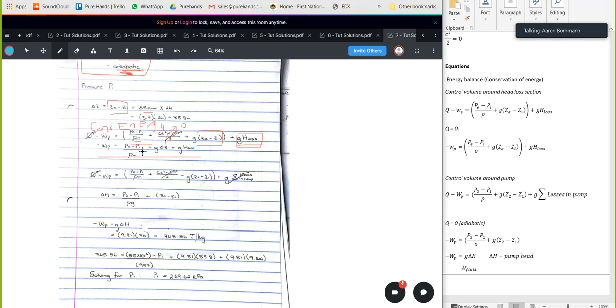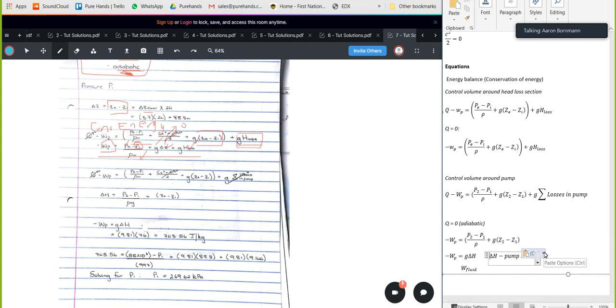Now we want to find what the P1 is, right? We know what the density of the water is, we know what the outlet pressure is, we know what G is, obviously, we know what the change in height is, we know what the head loss is. So all we need to do is get the pump power, and there's a nifty formula for it. Pump power is equal to G times the pump head.